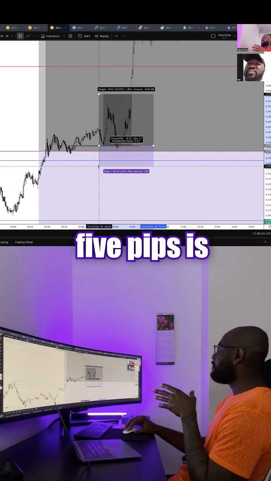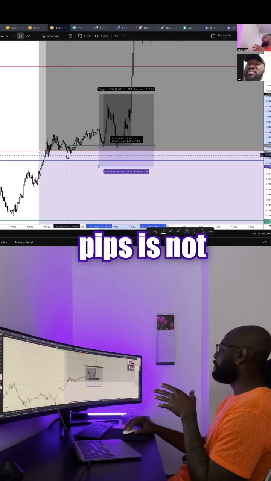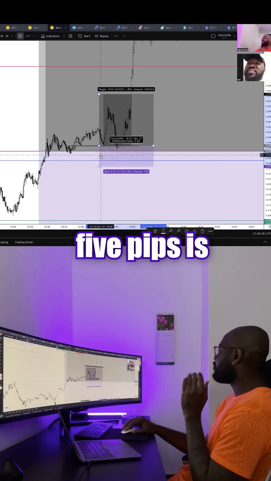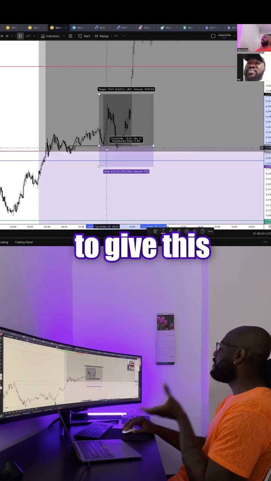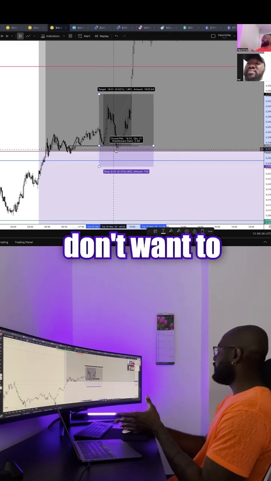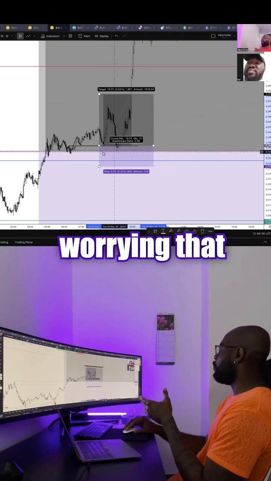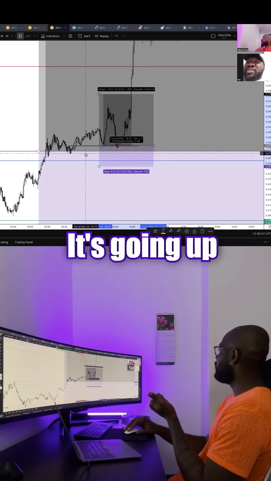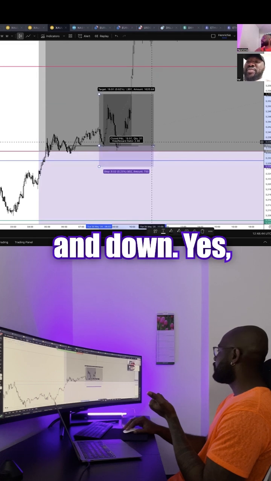And the reason I'm adding 5 pips is not because adding 3 pips or 4 pips is not going to be enough. The reason I'm adding an extra 5 pips is because I want to give this trade some room to do its thing. I don't want to be in this trade worrying that it's going to liquidate my position and still go towards my direction, watching it every time it's going up and down.